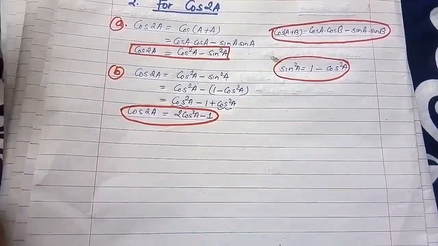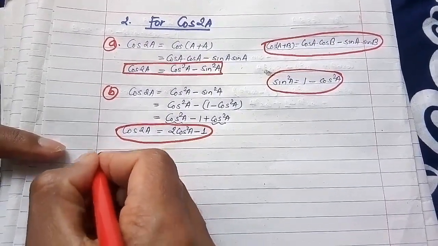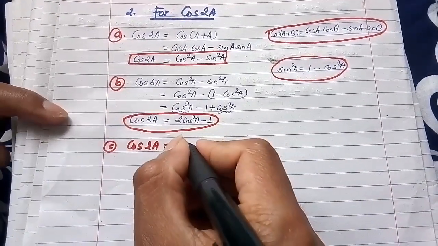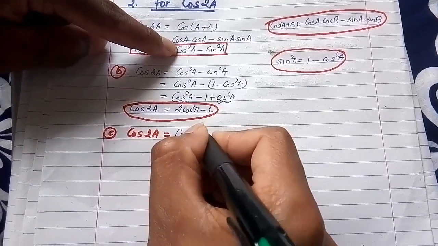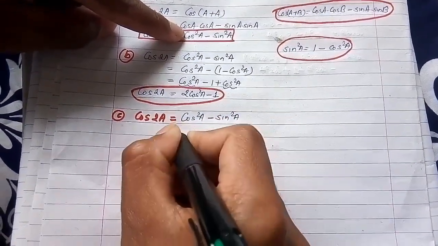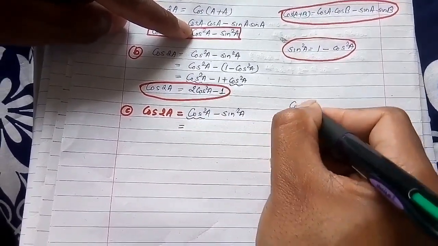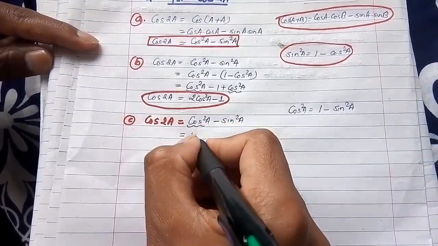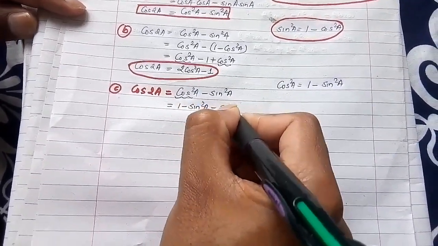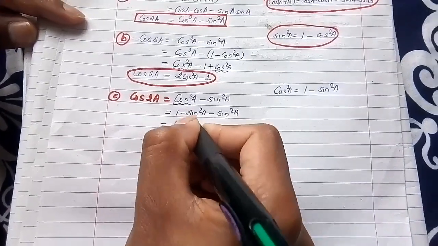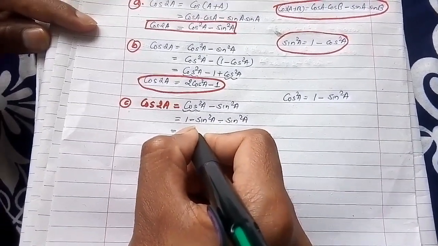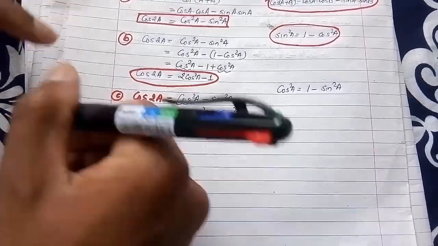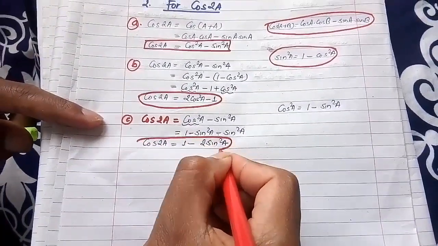Similarly, if you want to change cos into sin, so again let's move. Cos 2A equals, from here cos 2A, I'll write this formula again, cos square A minus sin square A, and if we change cos, we have the formula cos square A is 1 minus sin square A. So I'll follow that. 1 minus sin square A minus sin square A equals 1 minus 2 sin square A. So this is the next formula of cos 2A.